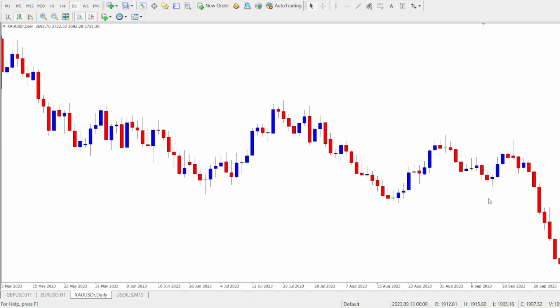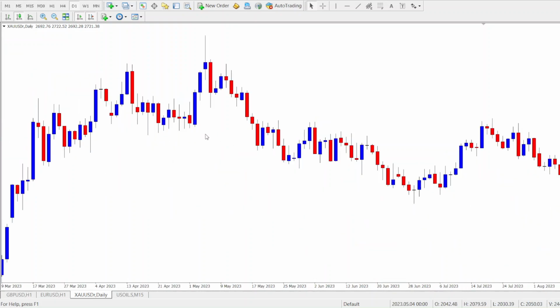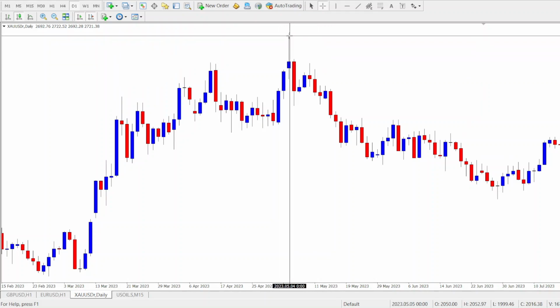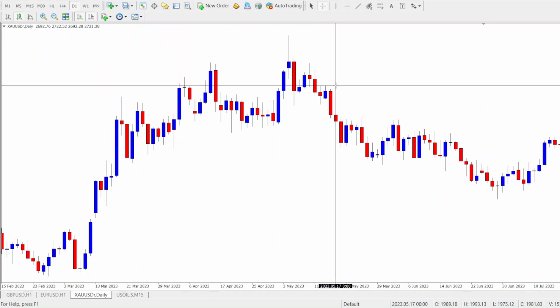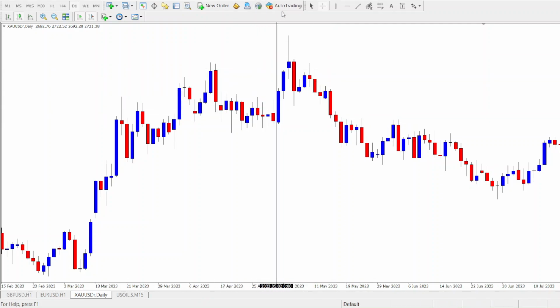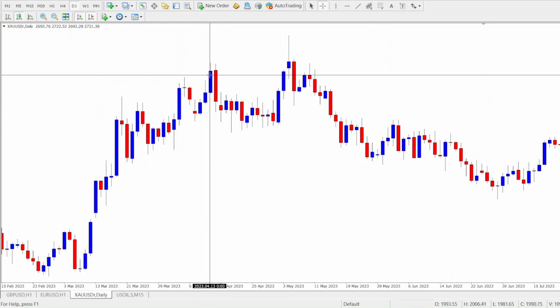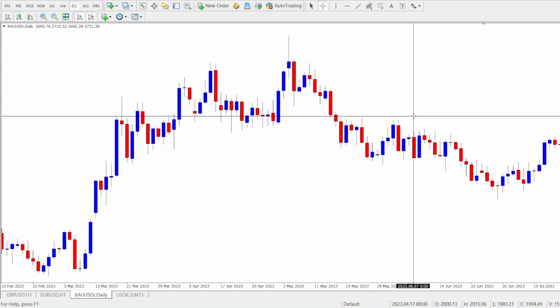Now first of all, how do you identify swing highs and swing lows? As for swing highs, this is a peak where price goes up, then reverses to the downside. It consists of a high point with two lower highs on either side. So we have a swing high around here. Price reverses, swing highs, lower highs on both sides.